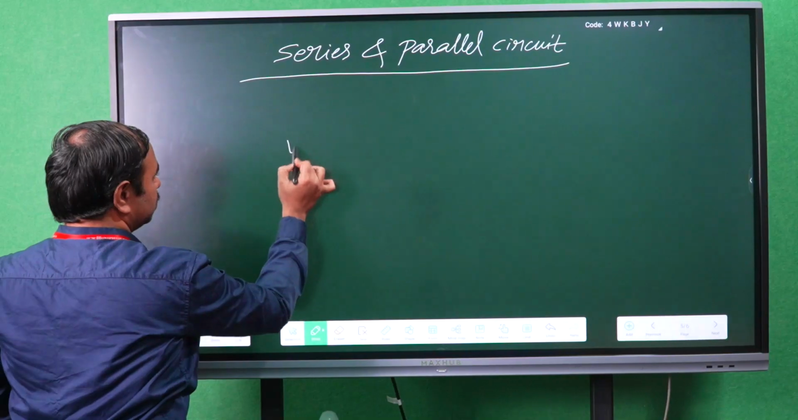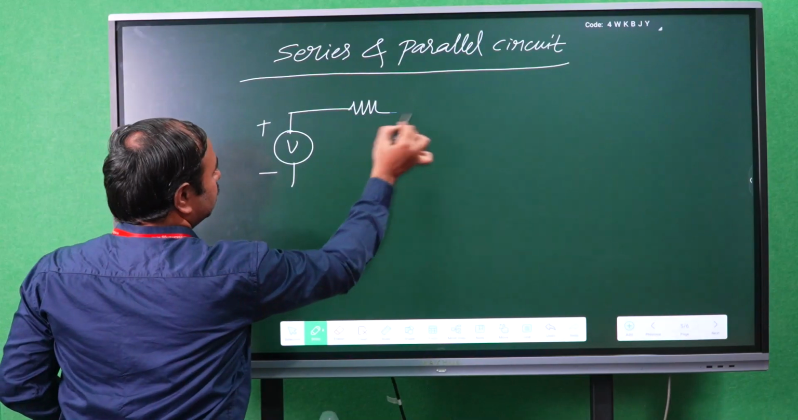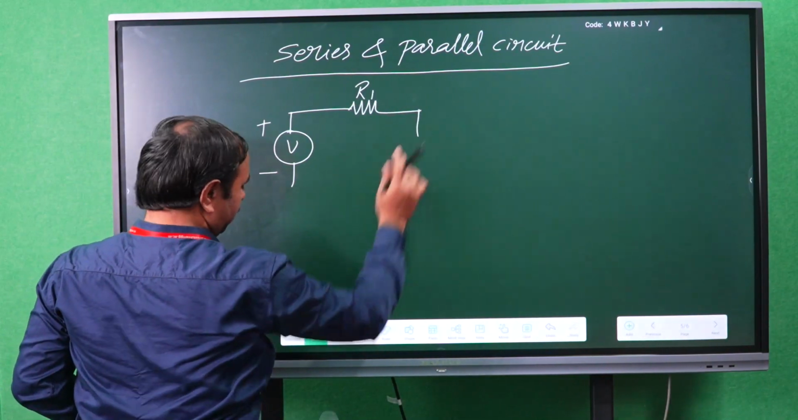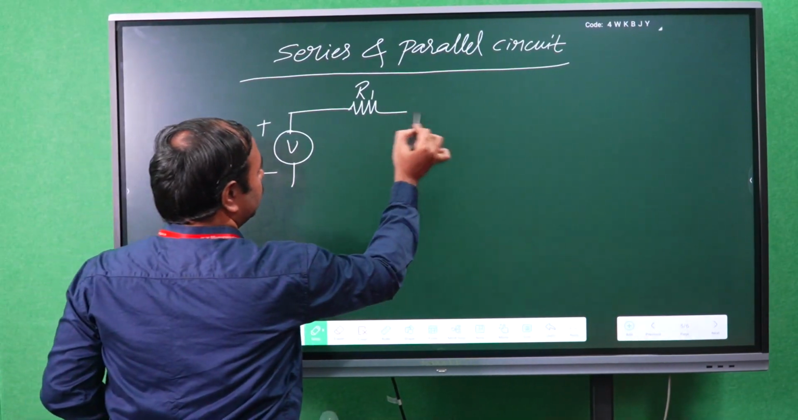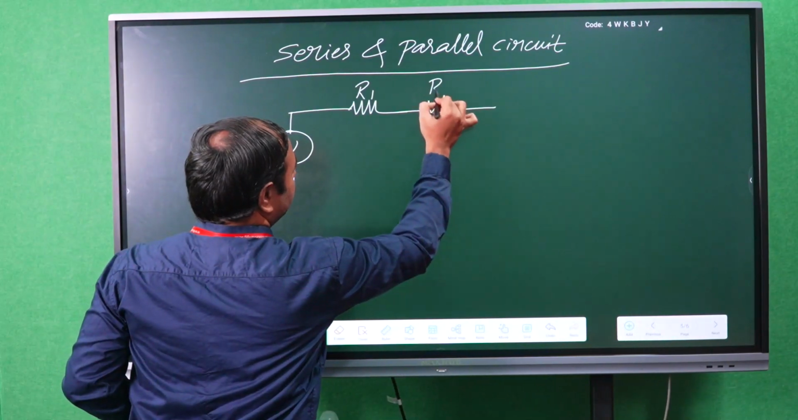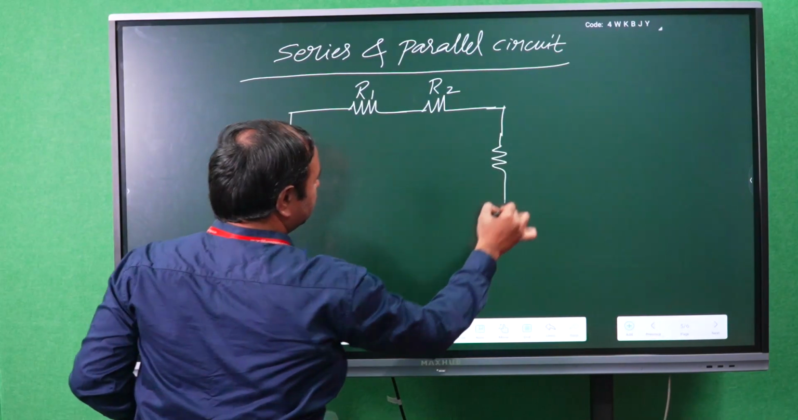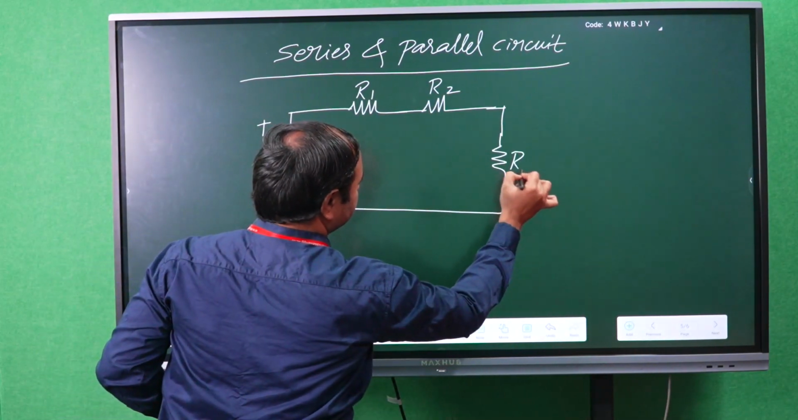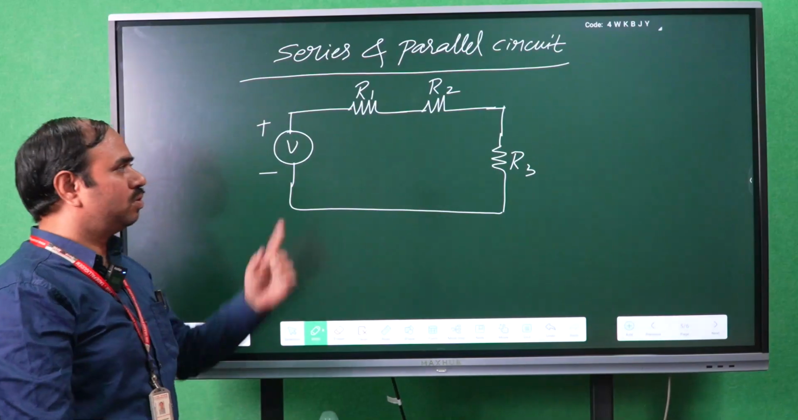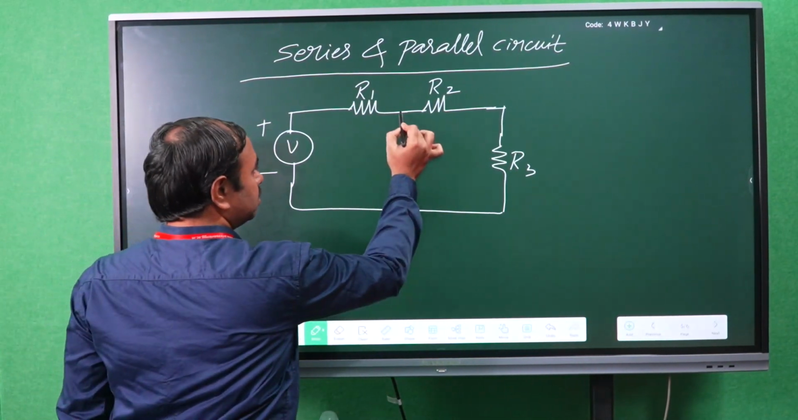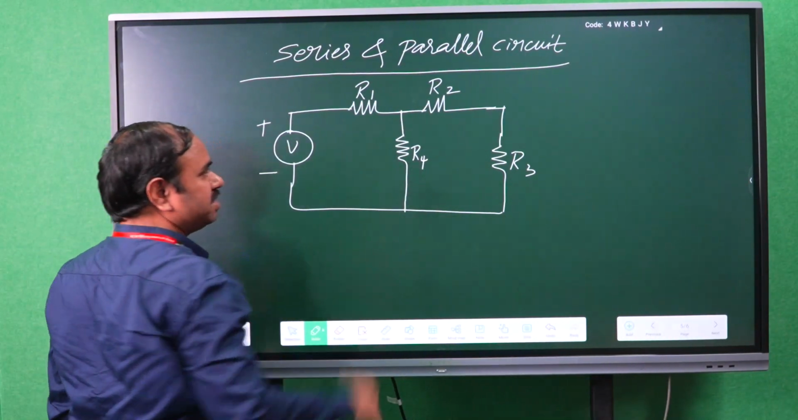So voltage source and R1. I can easily explain here. So R1, R2, and R3. Actually, this is a series circuit, right? So I am adding one more resistance, R4.